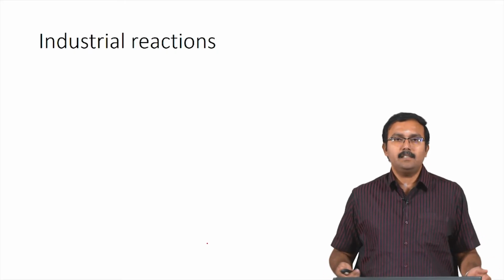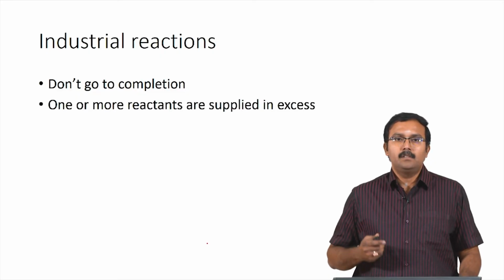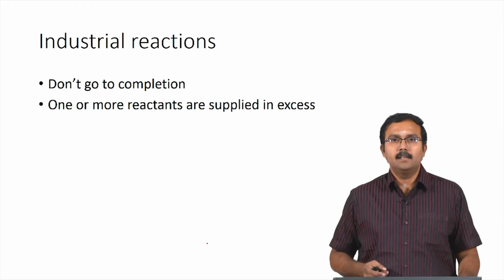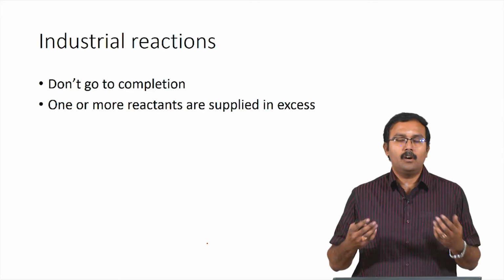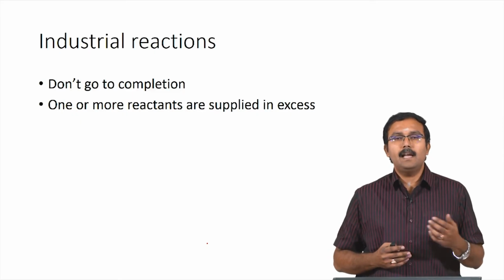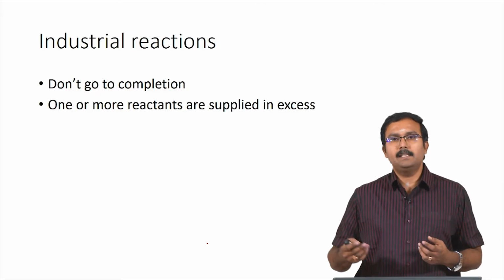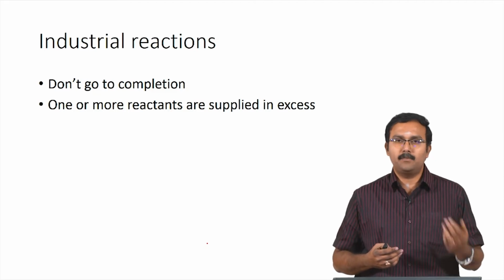In an industrial setup, the reactions do not go to completion. There could always be one or more reactants which are supplied in excess. This would be because not all reactants are going to be of the same cost. So, you would want to make sure that the reactant which is more expensive is fully utilized. Therefore, you would supply the cheaper reactants in excess to ensure that the more expensive reactants are fully consumed.